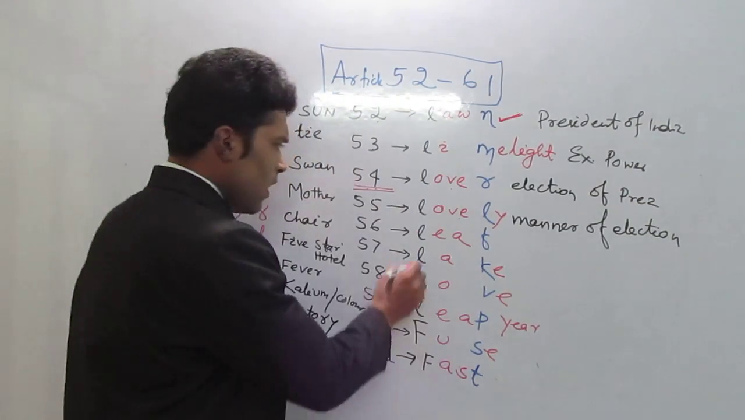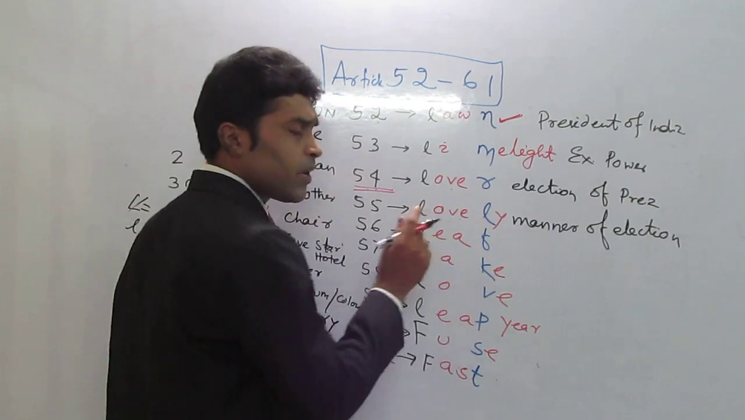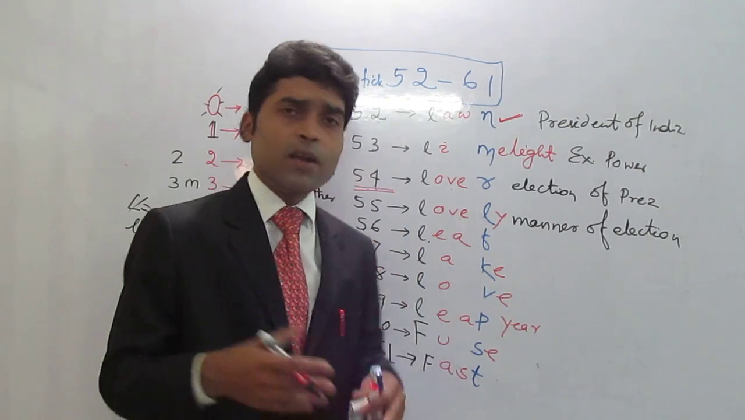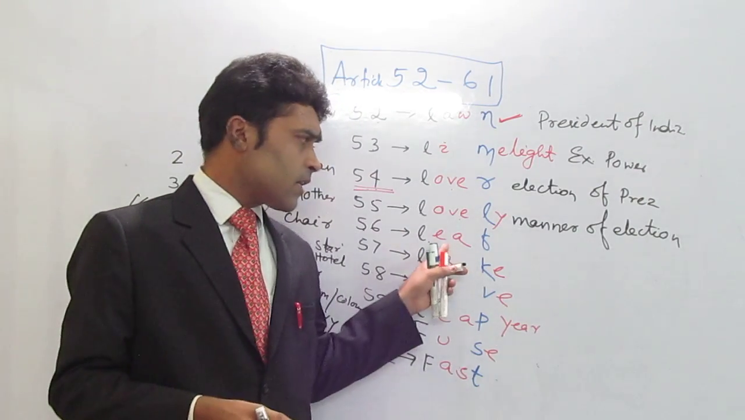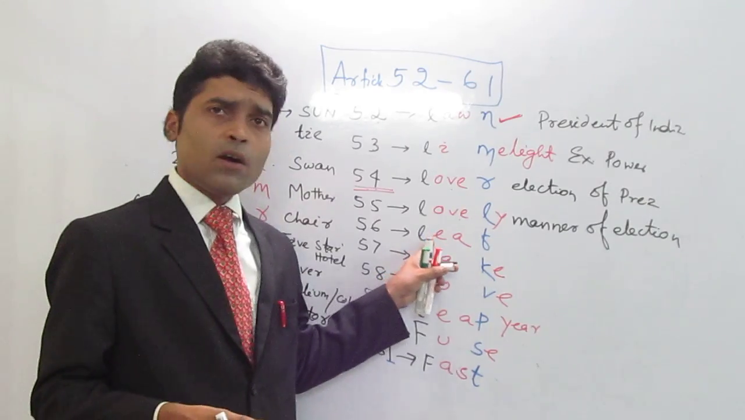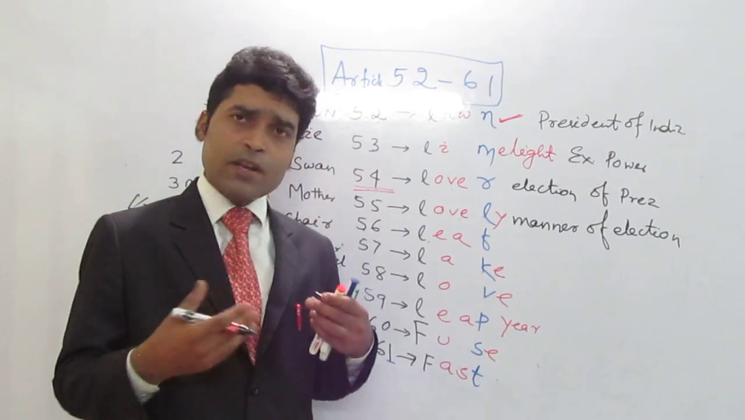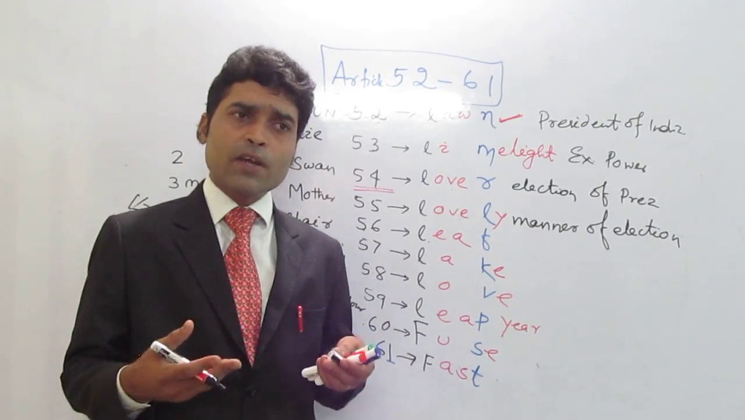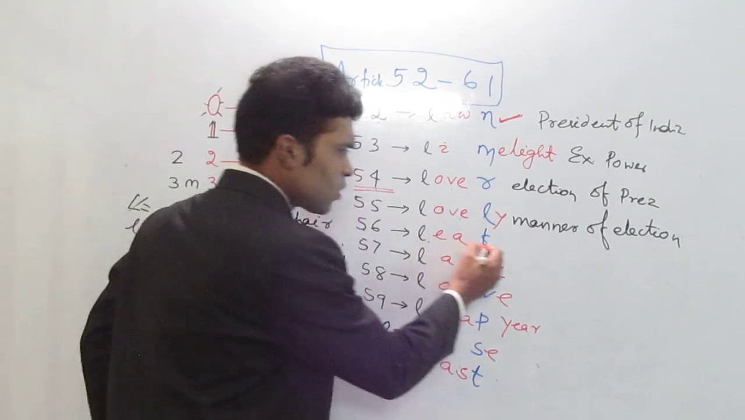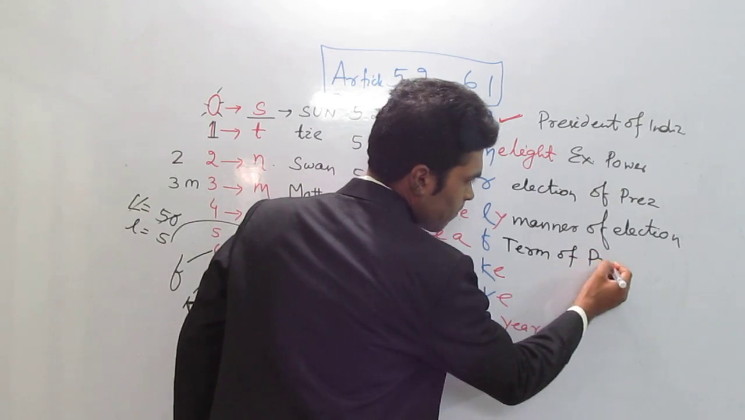Right. And if I say 56, leaf is here. Every leaf, you may say normally trees or plants shed their leaves each year. So the term of office of president comes here. That means the President of India may resign, or normally the President of India's term is 5 years. So this is term. So I can say term of president.